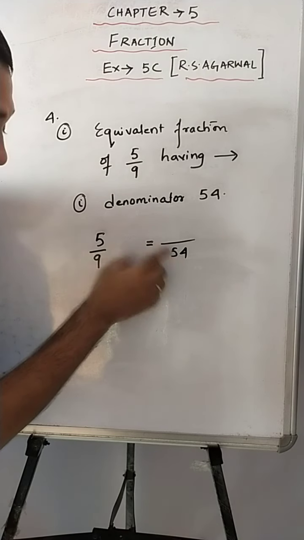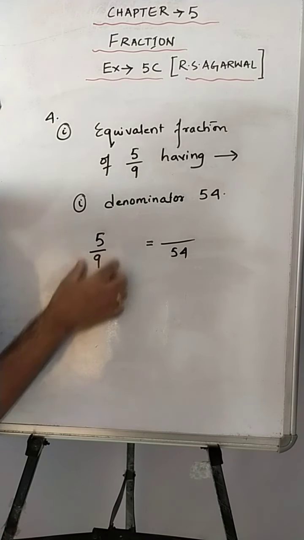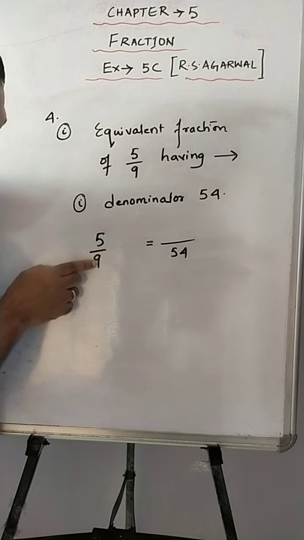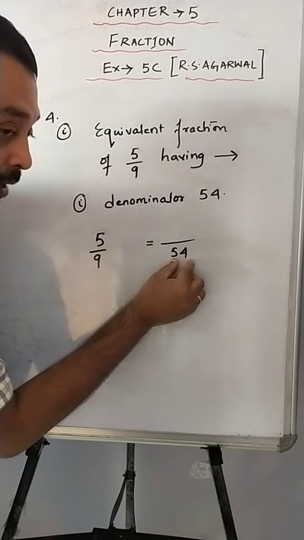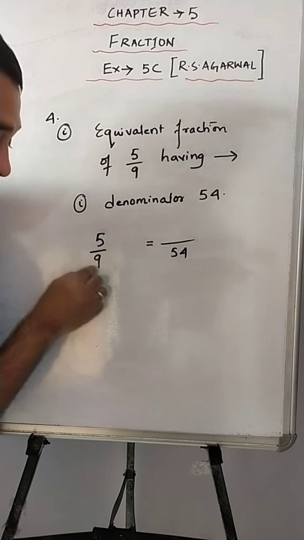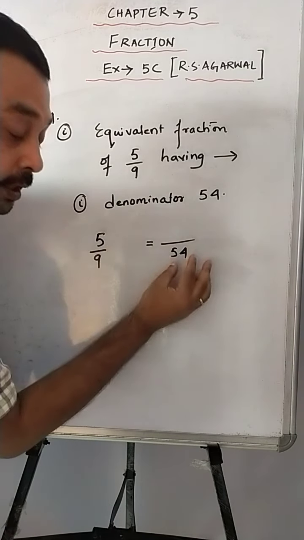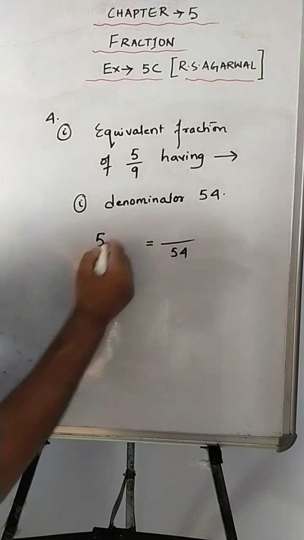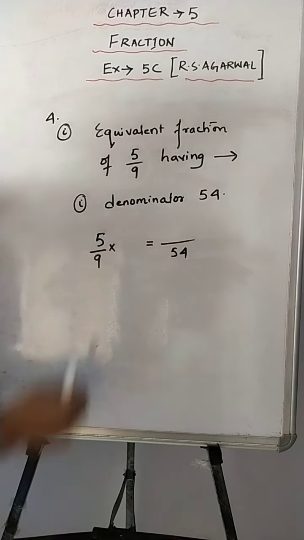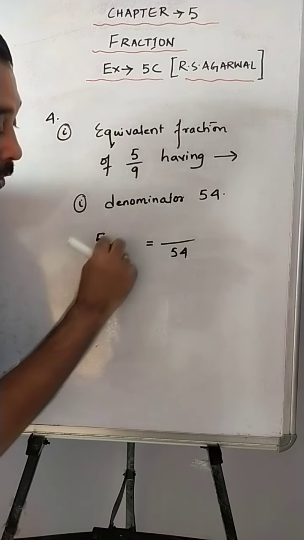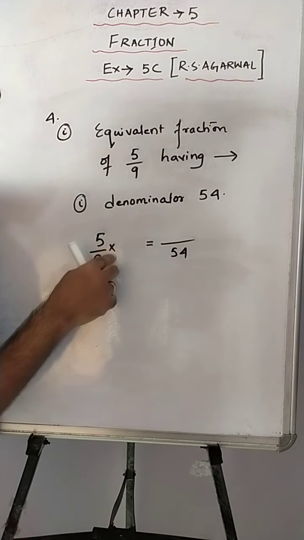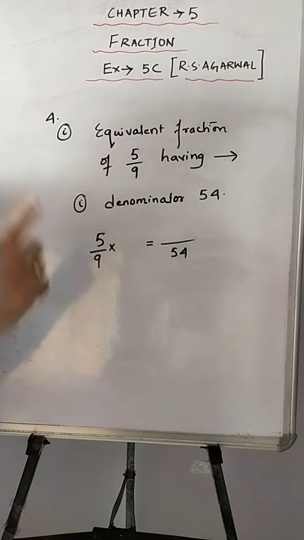Now, see one thing. Is 9 greater or 54 greater? Obviously 54 is greater. So when the denominator is smaller and you have to convert it into a greater number, always remember that you have to multiply. But if the reverse happens, if the denominator is greater and you have to convert it into a smaller number, then you are supposed to divide. We'll do that type of sum also.